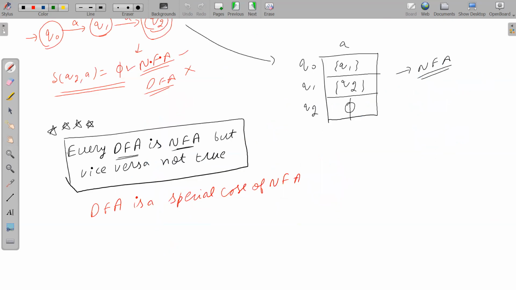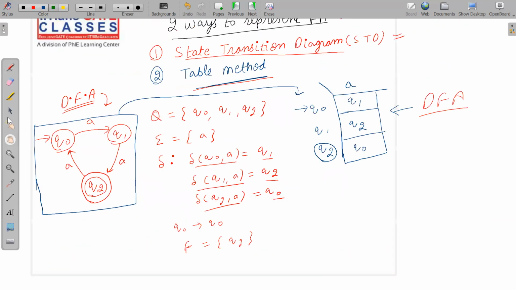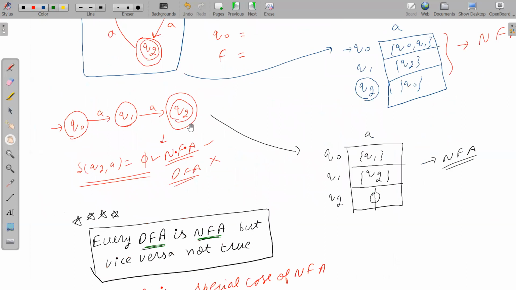Now I think you have understood this point, that every DFA is an NFA, but vice versa is not true. Whenever a question says FA or finite automata, by default FA means NFA and not DFA. Now consider this thing also. I have said that this is a DFA. Since I have said this is a DFA, obviously it is an NFA also. Nobody can stop me from saying so. I hope I have made the point clear to all of you.